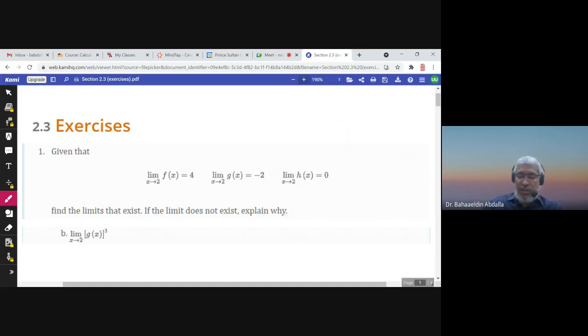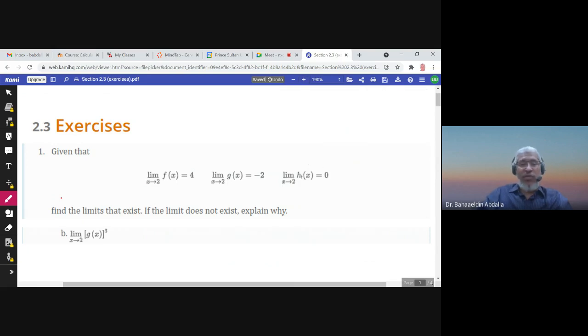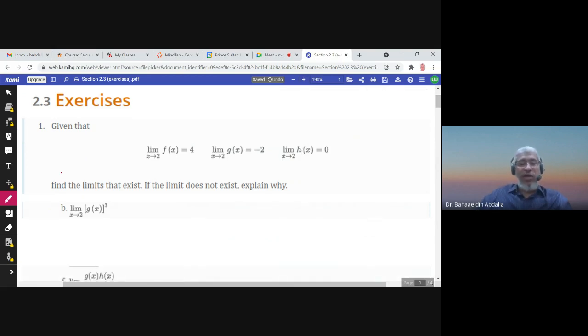These are some exercises about section 2.3. Well, limit of f of x is given and it is equal to 4. Limit g of x is equal to -2 and limit h of x is 0. The question: find the limits that exist. If the limit does not exist, explain why.